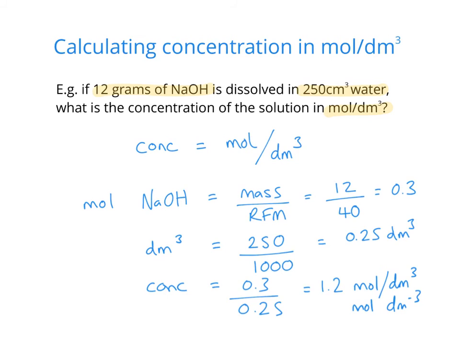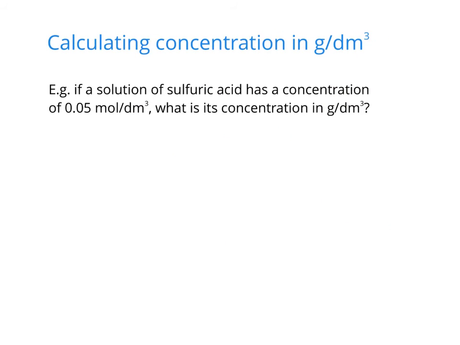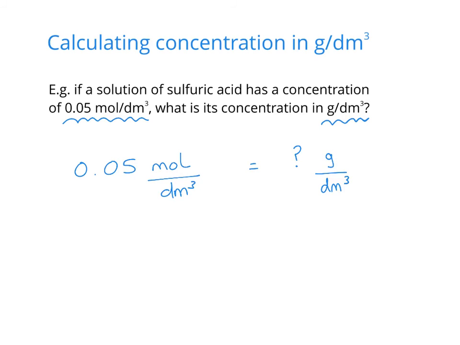Okay, next example. What about if I needed grams per decimetre cubed? So it says a solution of sulfuric acid has a concentration of 0.05 moles per dm cubed. What is its concentration in grams per decimetre cubed? So although I've got 0.05 moles, I'm going to write it like this to remind me how I did that calculation. How many grams per decimetre cubed? Well, if you're good at maths, you've already spotted that you can get rid of things that appear on both sides of the equation. So I can get rid of decimetre cubed.